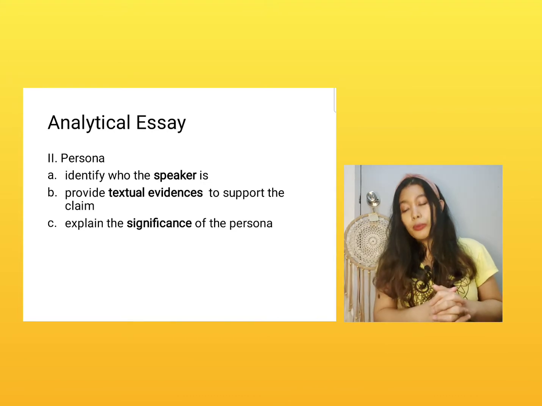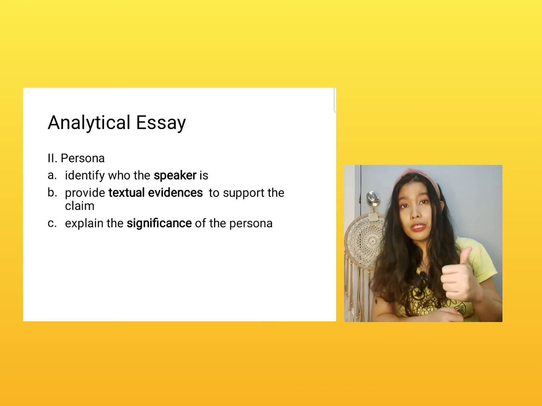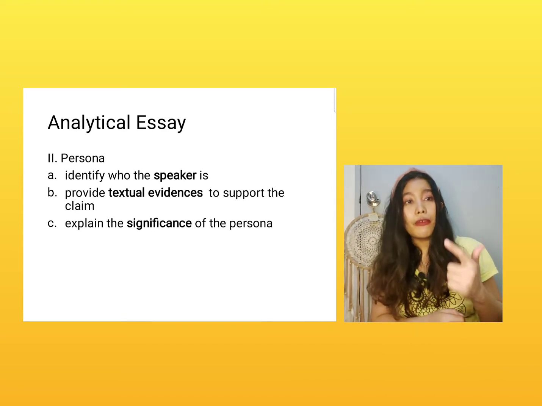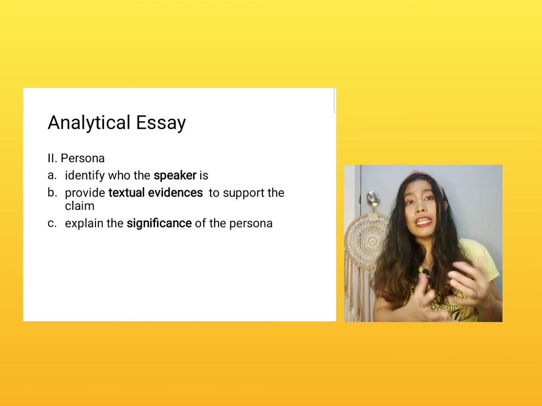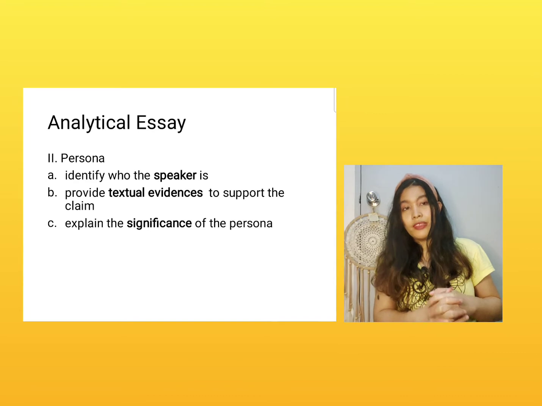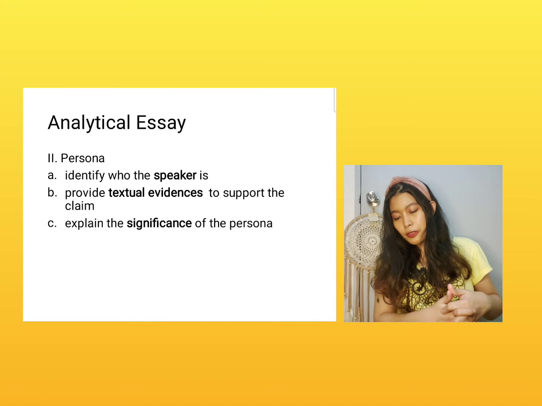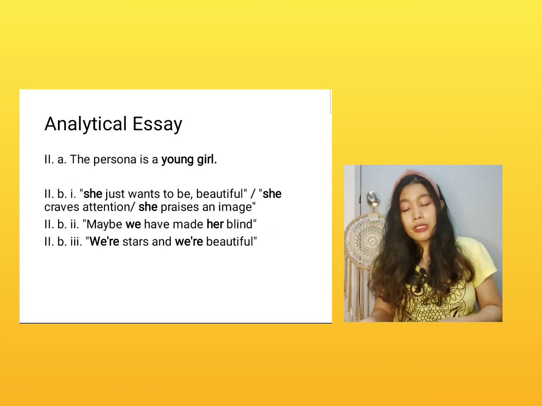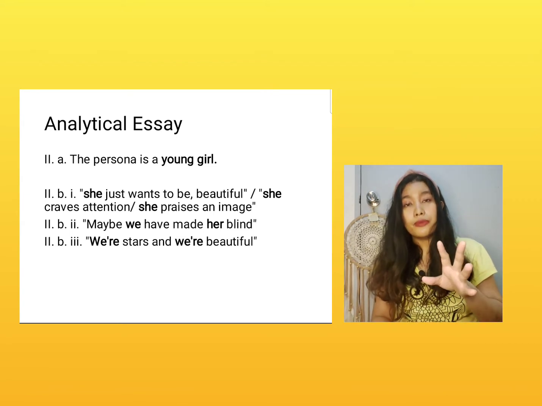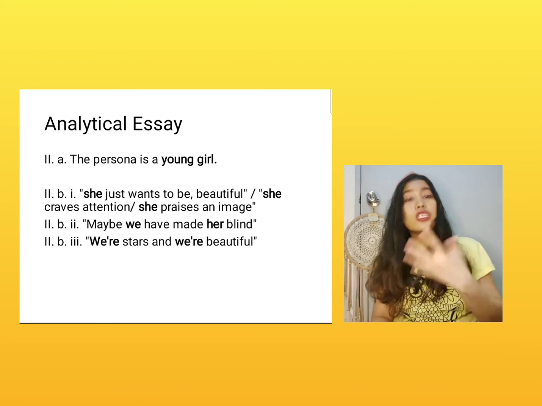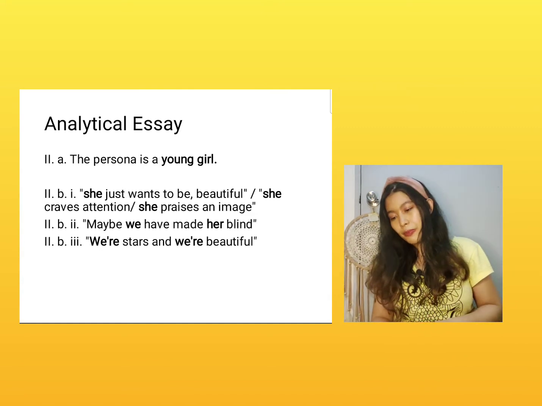When you're identifying the persona, I want you to remember the 3 steps. The first one is identify who the speaker is. Provide textual evidence to prove that that really is the speaker. And third, you have to explain and analyze the significance of the persona. Let's practice that as we analyze Scars to Your Beautiful. So, it seems like the persona in this song is a young woman. Because Alessia Cara is a young woman, it's safe to assume that the persona is a young woman.